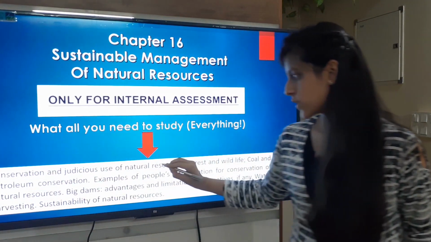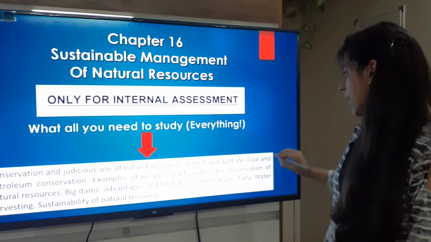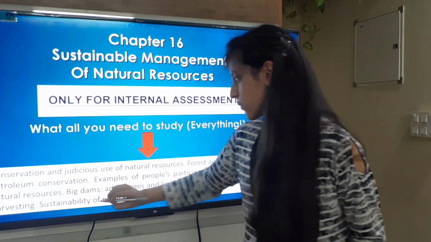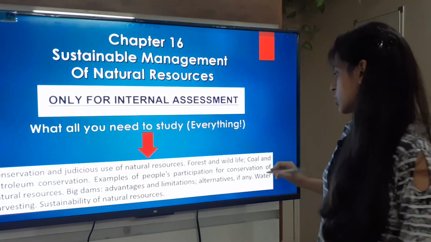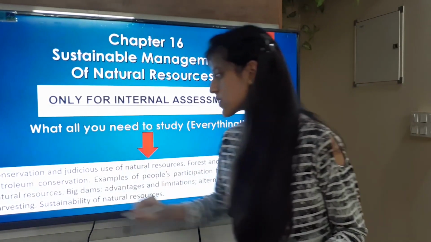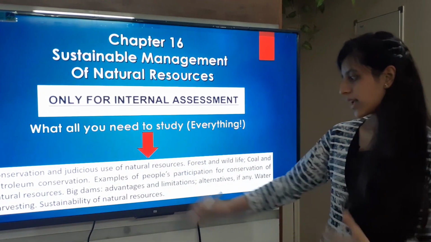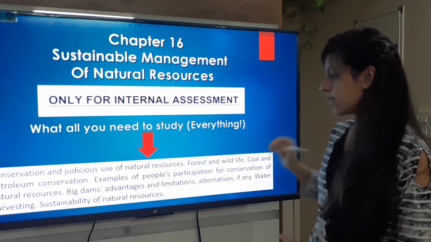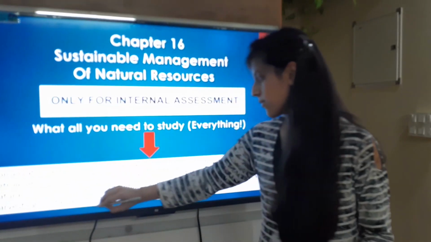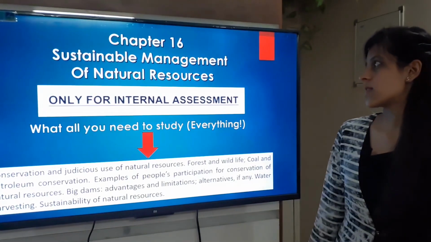Conservation and judicious use of natural resources, forest and wildlife, coal and petroleum conservation, examples of people's participation for conservation of natural resources, big dams, advantages, limitations, alternatives if any, water harvesting, sustainability of natural resources.